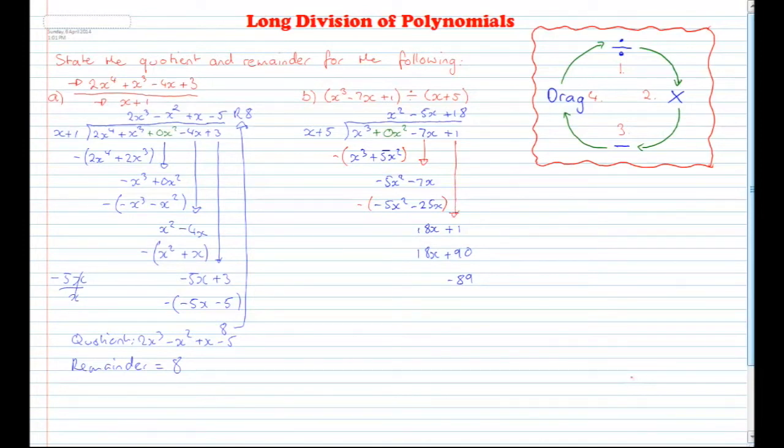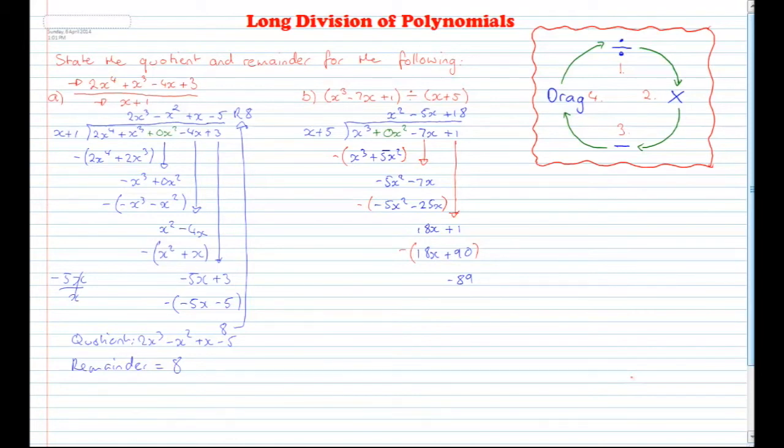Now what you can see here is I've gone through divide, multiply, subtract, drag again. I start again with divide. So 18x divided by x is positive 18. Divide, then it's multiply. So multiply is 18 times x is 18x. 18 times 5 is equal to 90. So I've gone divide, multiply, now I go subtract again. So it goes subtract. 18x minus 18x is 0. 1 minus 90 is equal to negative 89. So I've gone divide, multiply, subtract, and of course my last thing to do is drag.